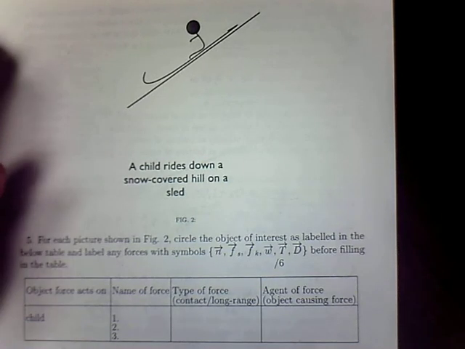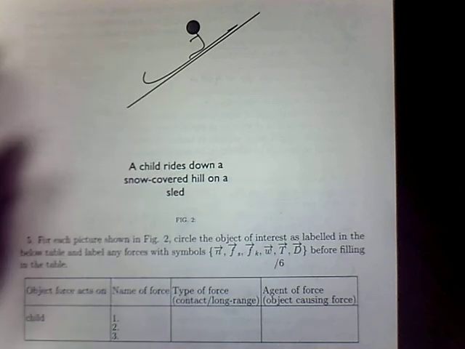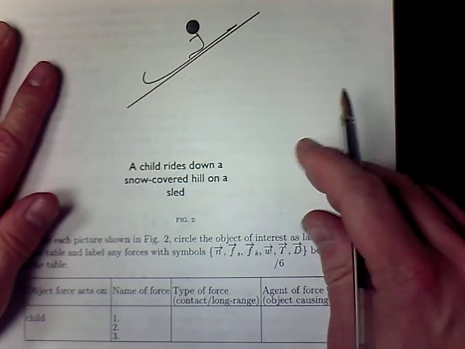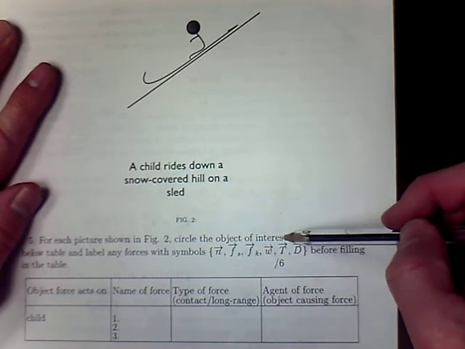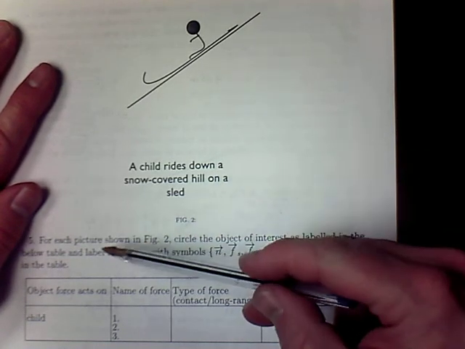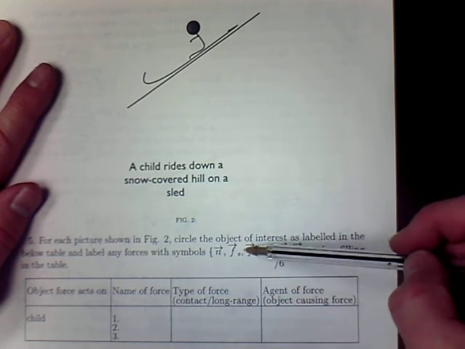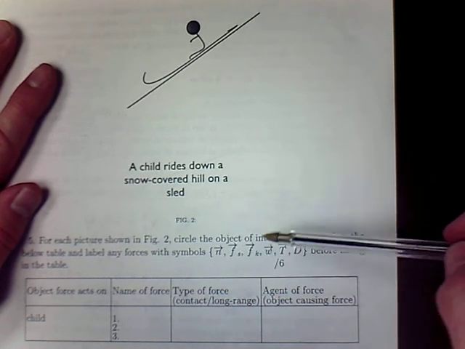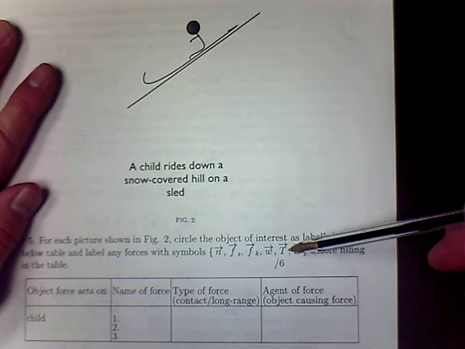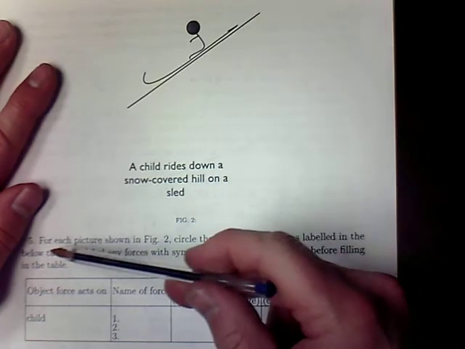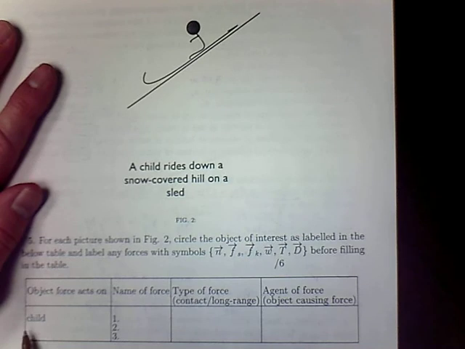Okay, in question 5, we're being asked to do force identification. In force identification, we circle the object of interest and label any forces with symbols: normal force, static friction force, kinetic friction force, weight, tension, drag, before filling in the table. So we're told that the force acts on the child. We're told that there's 3 things that we want. We want to identify the type of the force, the agent of the force.